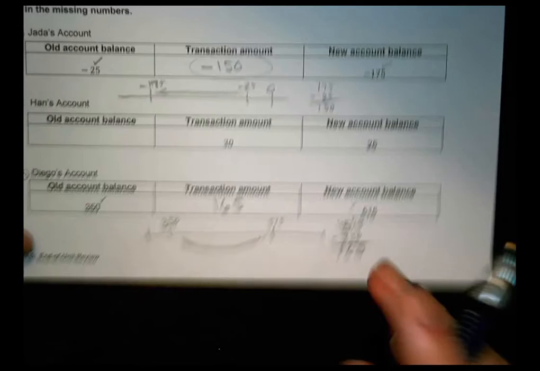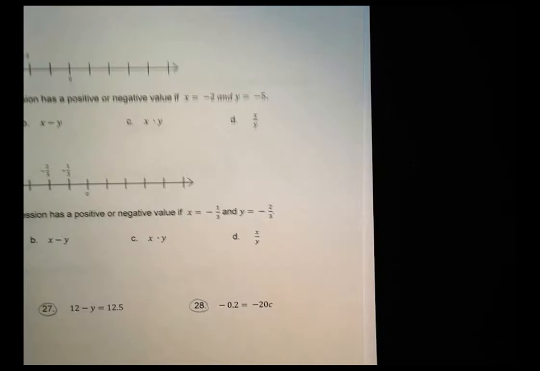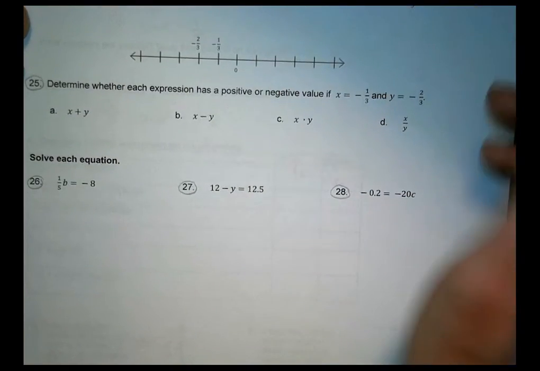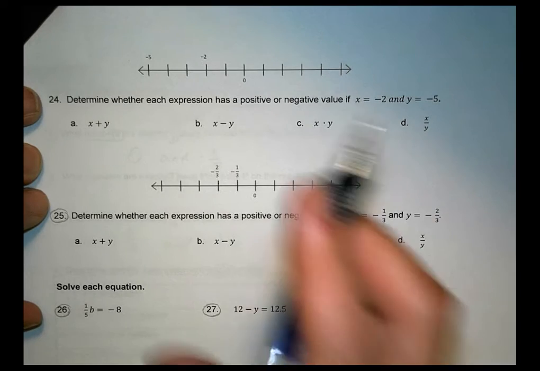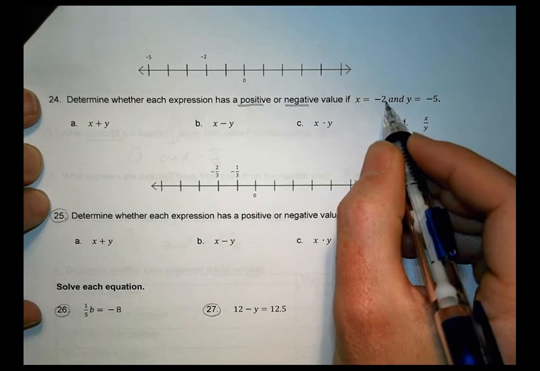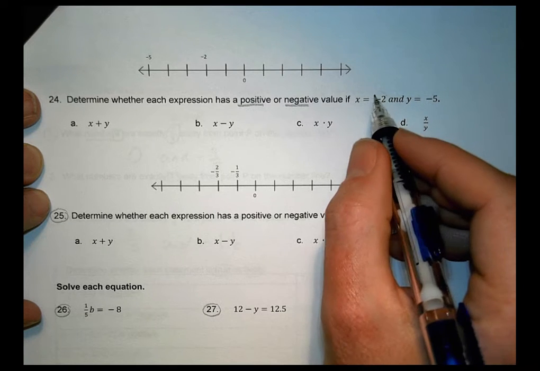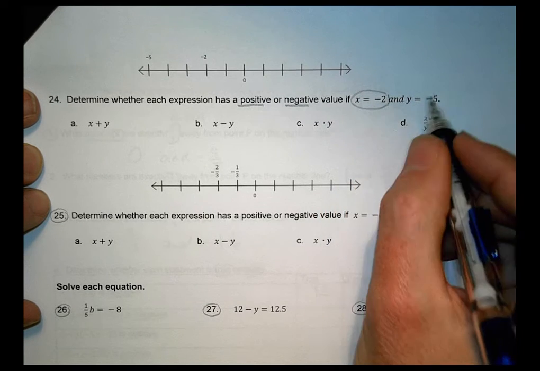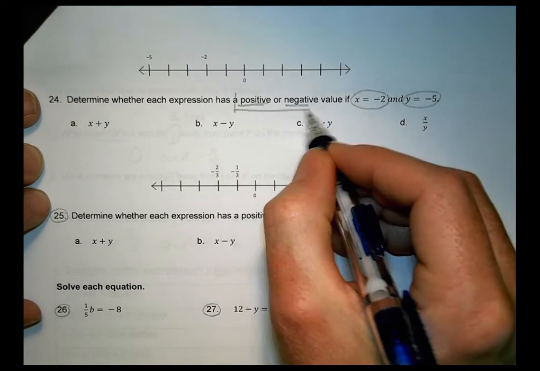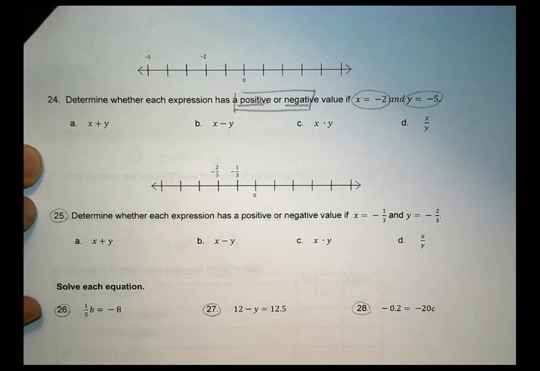All right, next page. This is actually our last page here. It's amazing how fast it goes sometimes, huh? All right, 24 we're not doing, but you can look at 24 and what it shows you. It says determine whether each expression has a positive or a negative value when you substitute these things in. So you're going to look at x equals -2, y equals -5. You're going to put them in place of x and y, and just decide, is it positive or negative? I would just solve them out to figure it out.